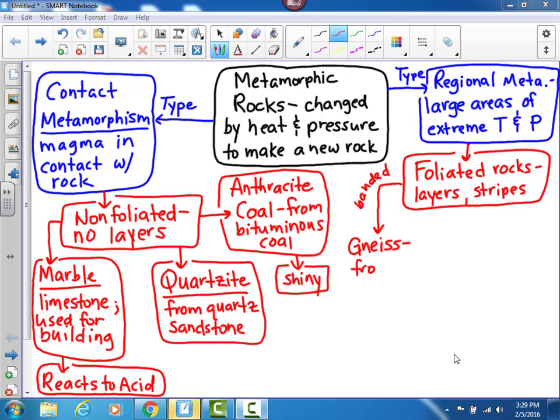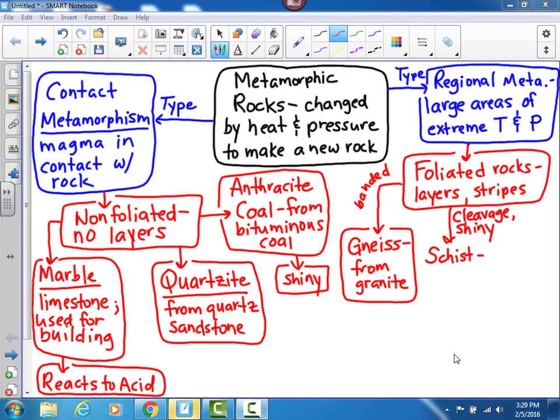And gneiss comes from granite, which might make it somewhat easy to recognize because it will look very similar to granite if you remember what that looks like from your igneous lab. The next one that you'll see is a rock that has cleavage. It's got flat surfaces and it's very shiny or very sparkly. And that is called schist, which comes from a combination of things. Shale being one of them, that was one of our sedimentary rocks. It also comes from mica, which was a mineral that we looked at, and sometimes includes garnets in it, which is another mineral.